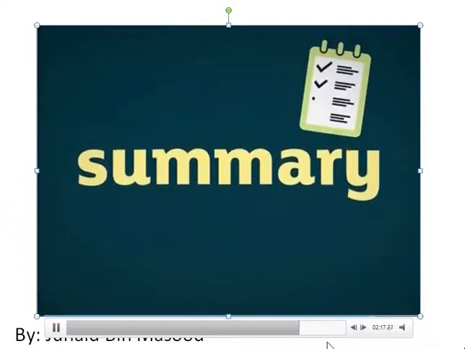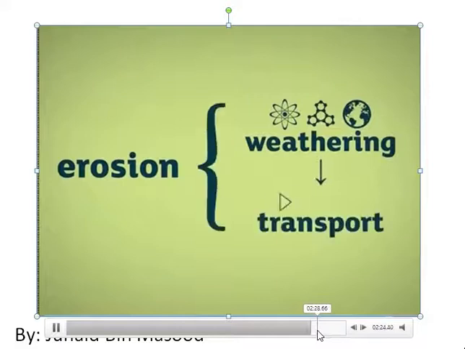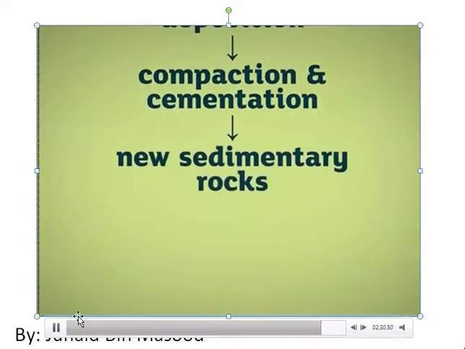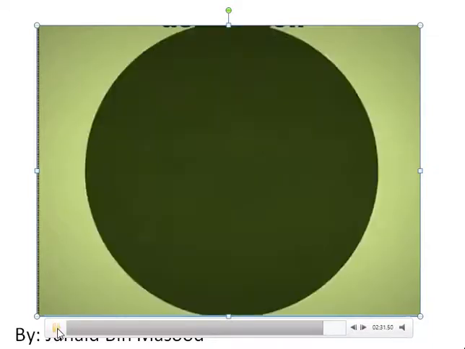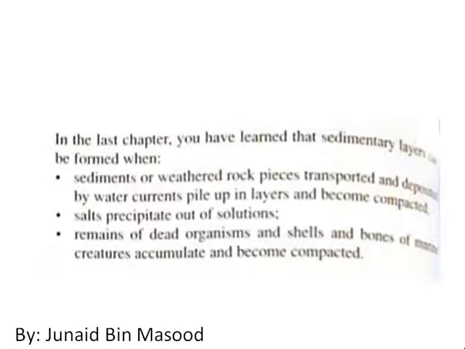Now, to summarize this, erosion basically causes weathering and transport of different grains, and deposition, compaction and sedimentation cause new sedimentary rocks to be formed. So this is how sedimentary rocks form. Moving back to your book. Now, this is book page 170.